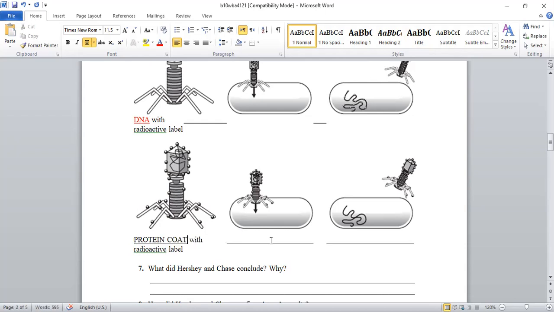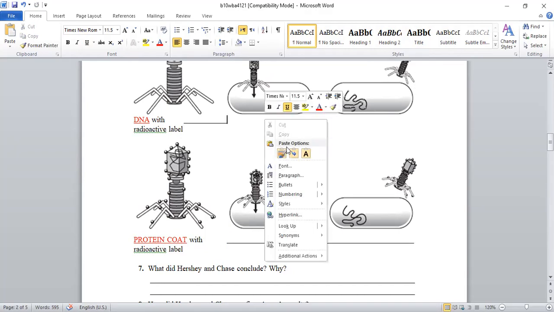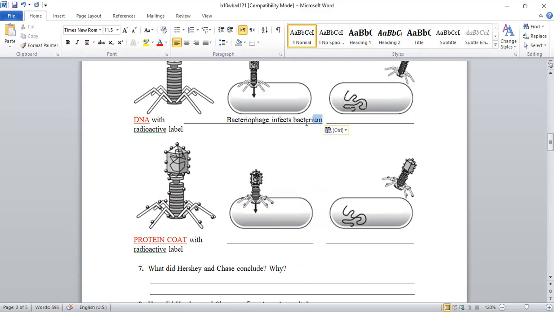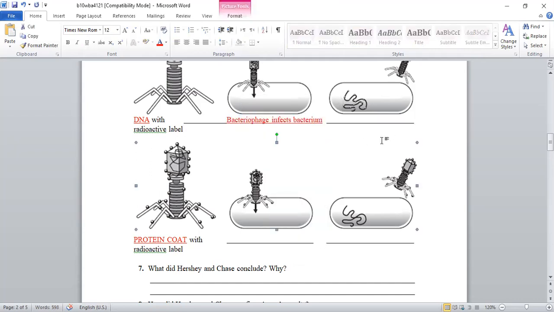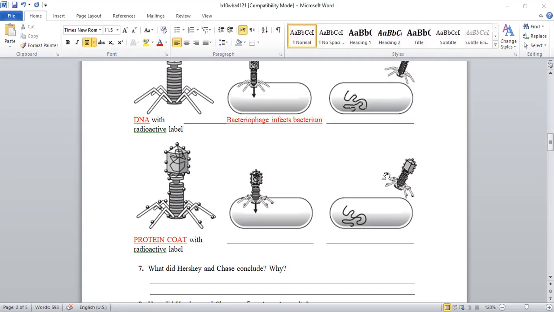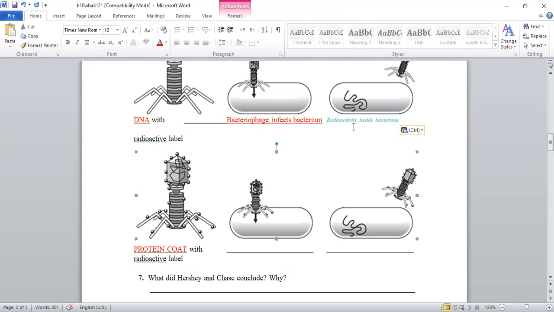In the next case, the protein coat was radioactively labeled, and here the virus was let to infect the bacteria. The bacteriophage infects the bacterium. In this case, we found the DNA inside the bacterial cell. The radioactive labeled material, which was the DNA, was found inside the cell.